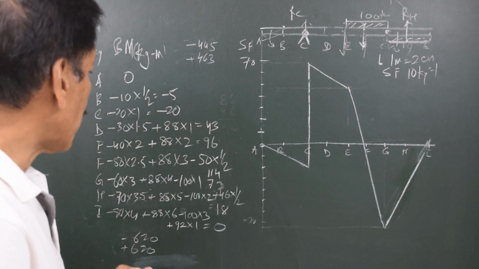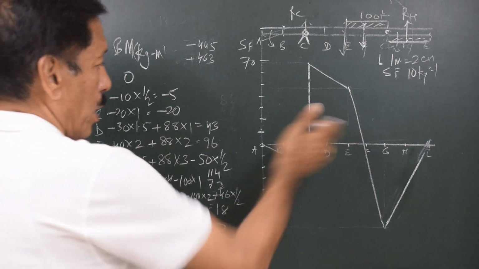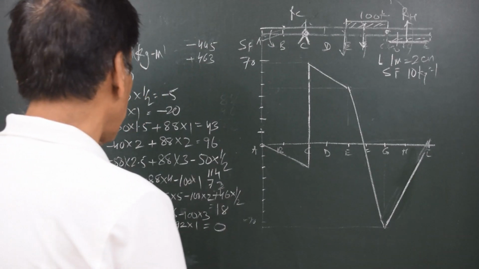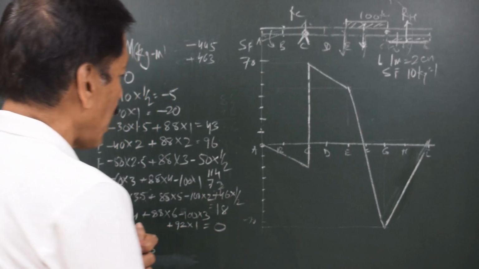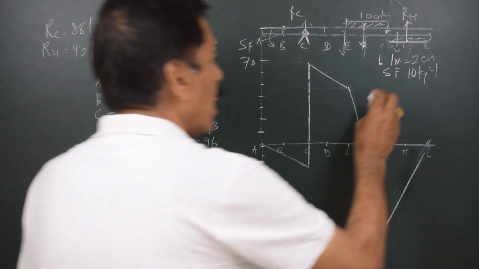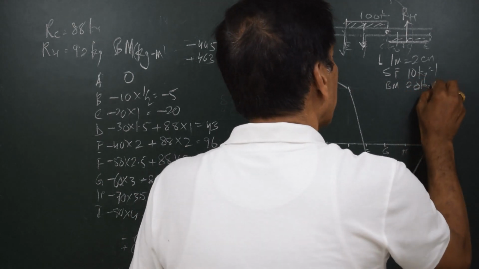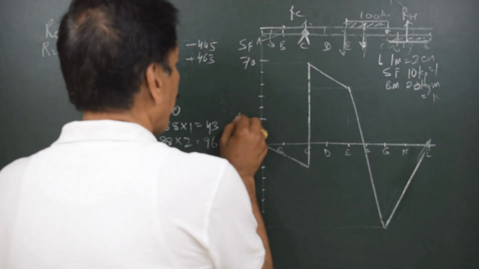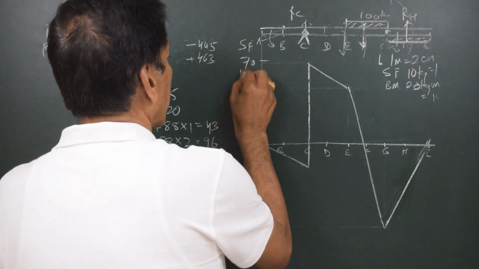Okay, let's decide the scale now. The maximum value we are expecting is close to F, and that means we need to make a curve so that it accommodates 114 or so. So we can take a scale of bending moment as 20 kg meters equal to 1 centimeter. So it becomes 20 here, 40, 60, 80, 100, 120 and so on.